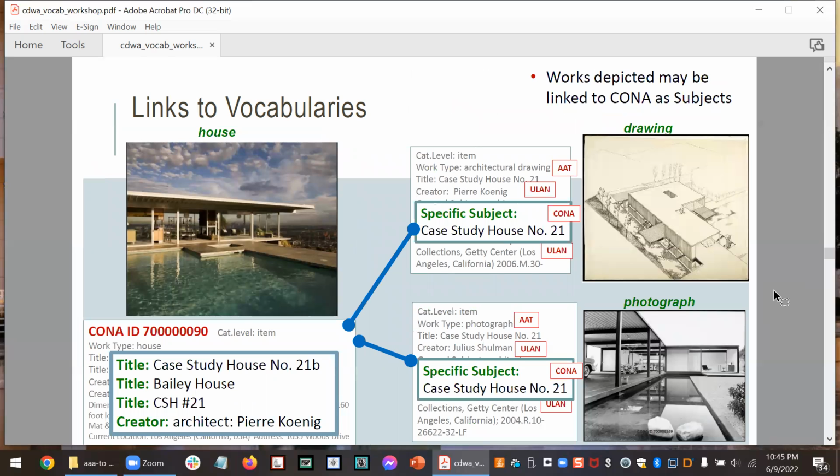And here's an example. On the left, we have a drawing and a photograph of the same building, the Case Study House number 21. But let's say you don't have in your collection a record for the building that is depicted in both of these works. Now, you don't want to link directly the photograph to the drawings just because they depict the same work, but instead you could use CONA. And here we have a record for the Case Study House, and you could, in the subject area of your drawing and photograph record, link to CONA for that.